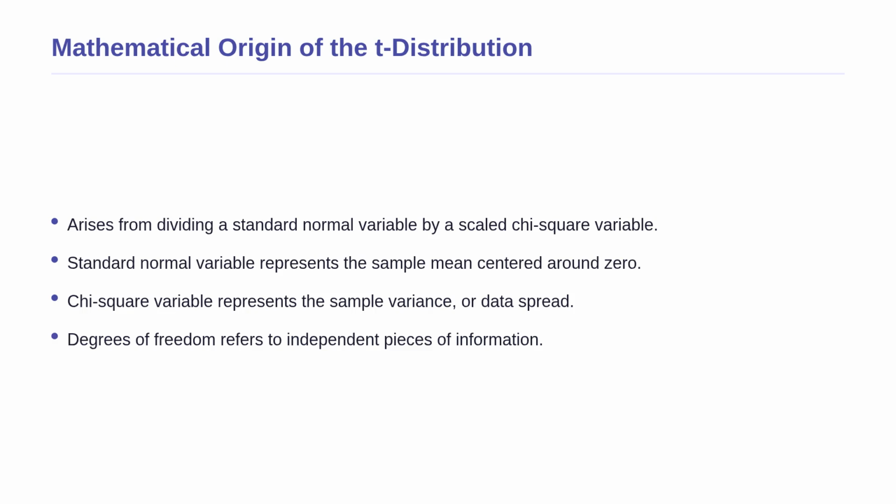The student's t distribution arises when we take a standard normal random variable and divide it by the square root of a chi-square random variable that has been divided by its degrees of freedom.